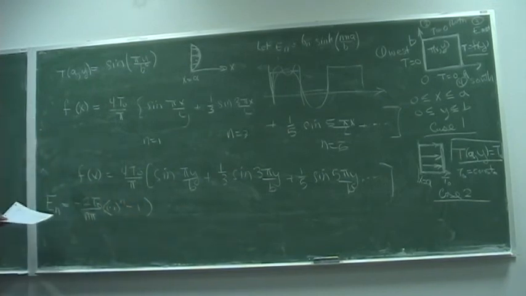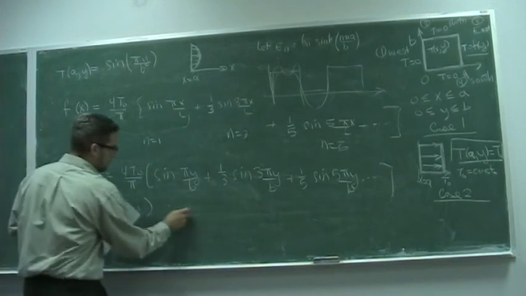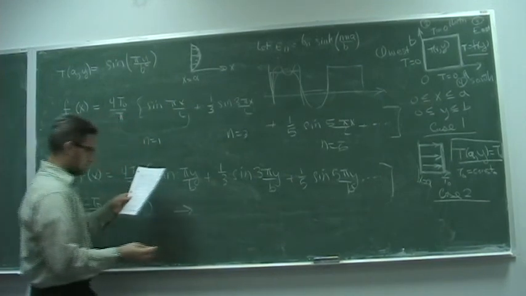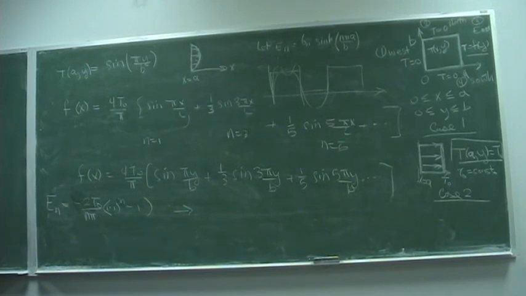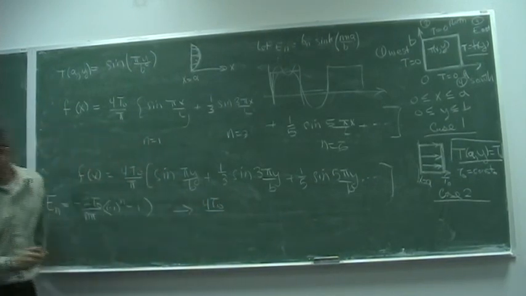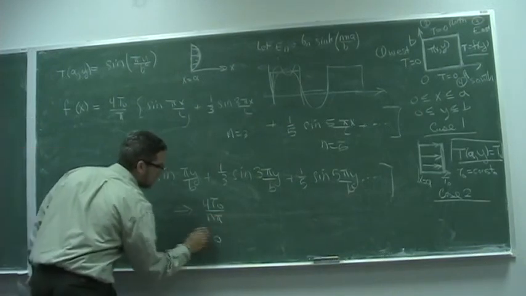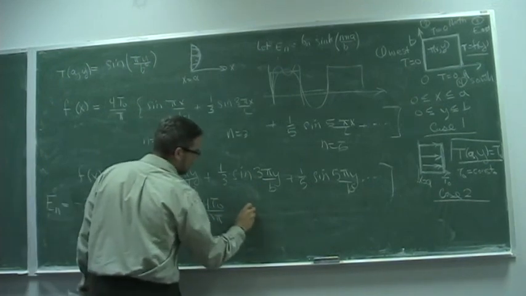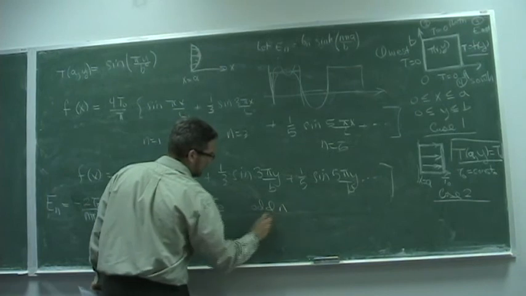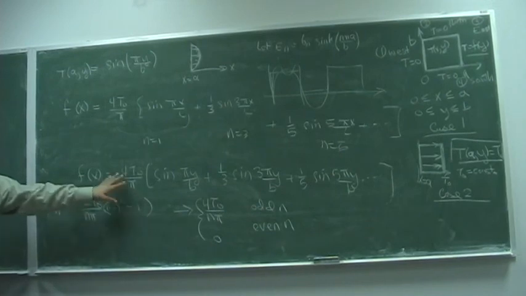So what we're saying here is we've got our first term, and when we looked at this, we said this turns out to be 4t0 over n pi for odd n, or 0 for even n. So that's what I did here. I just want to show you all the details. I just expanded this out.